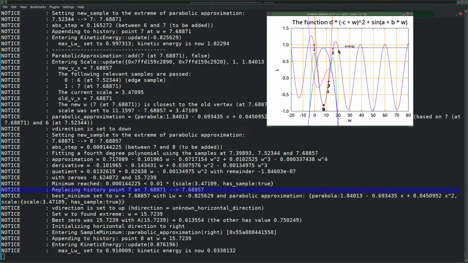So when you jump to this extreme here of the 4th degree polynomial, then I should forget about this parabolic approximation.